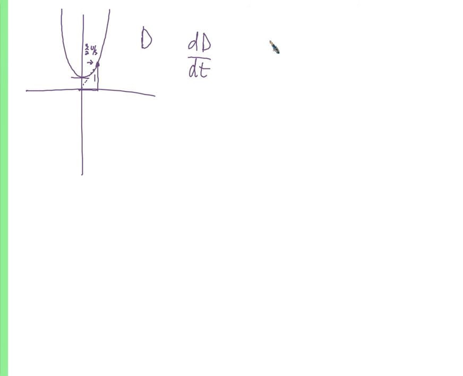Pythagorean theorem. x squared plus y squared. What's y? 2. How do we find y? Plug x into the original equation, x squared plus 1. So x squared plus y squared equals d squared. What are we going to do now? Find the derivative with respect to t. Go.